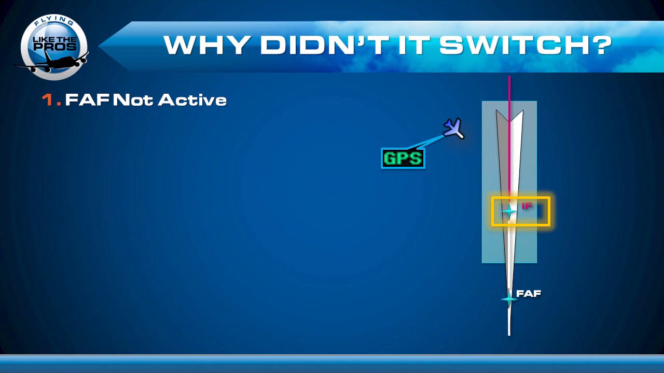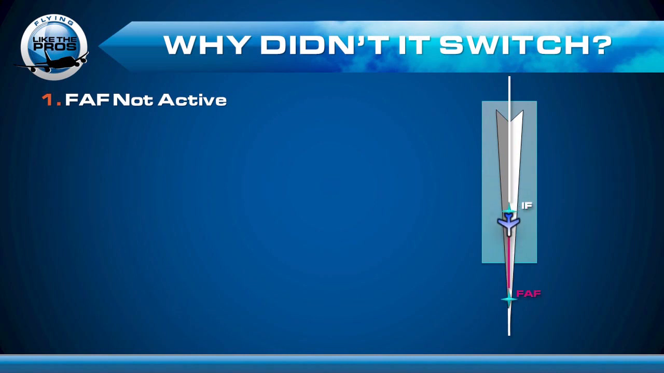So as the airplane joins the approach course, if the intermediate fix is the active waypoint, your CDI is still going to be set to GPS. Once the airplane passes over the intermediate fix and the final approach fix becomes the active waypoint, the CDI will automatically switch from GPS to V-lock.